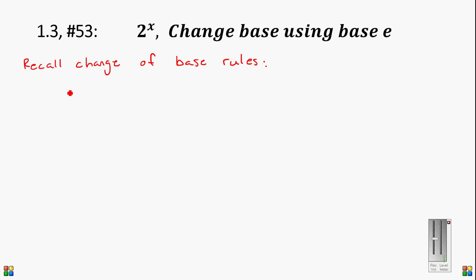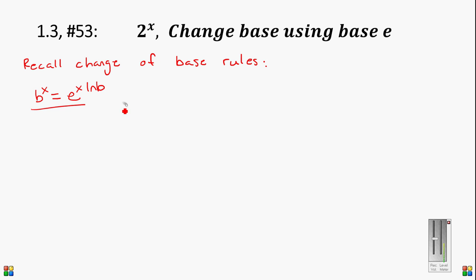So from page 31, there were a couple of change of base rules, but it specifically mentioned if you have b to the x and you want to take it to a base of e. It actually says right on page 31 that b to the x is equal to e to the x natural log of b. And I'm not asking you to prove that. I'm not asking you to come up with that equation. For a problem like number 53 in 1.3, you can just invoke that equation.